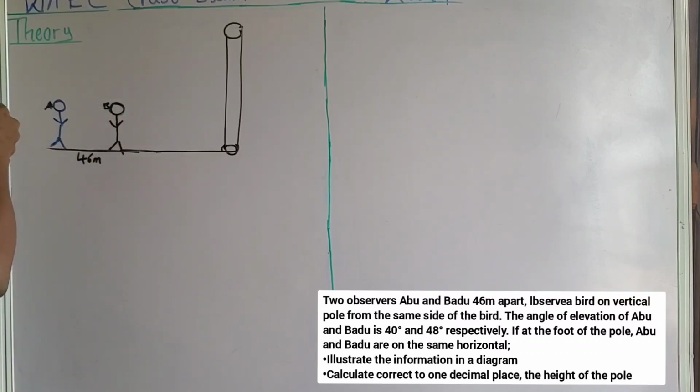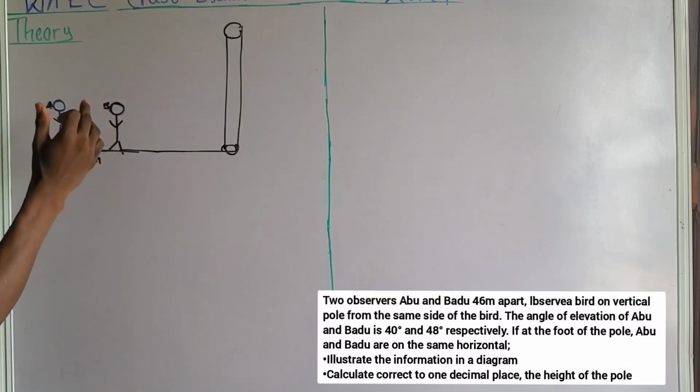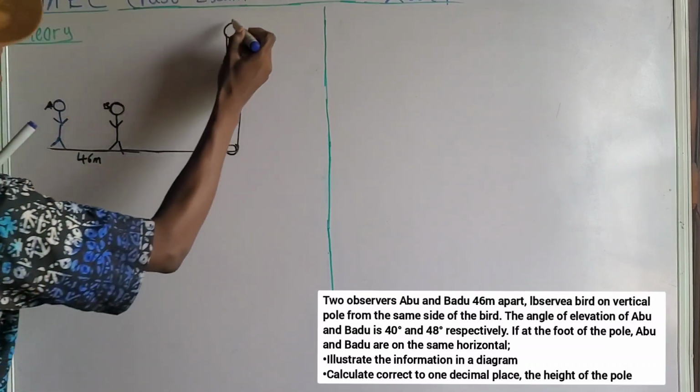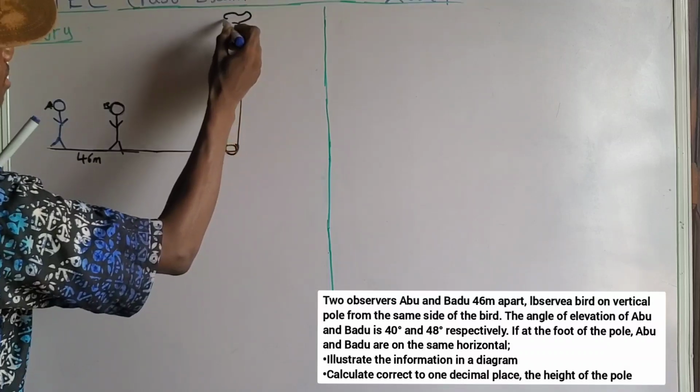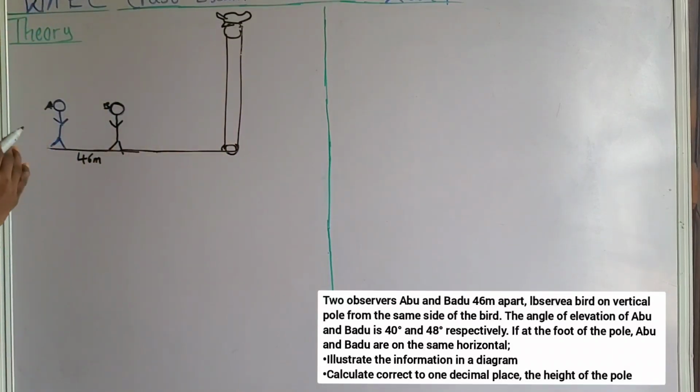Both of them observe a bed on a vertical pole from the same side. Both Abu and Badu observe the bed. Let me draw the bed here. This is the bed. They observe the bed from this side of the pole.